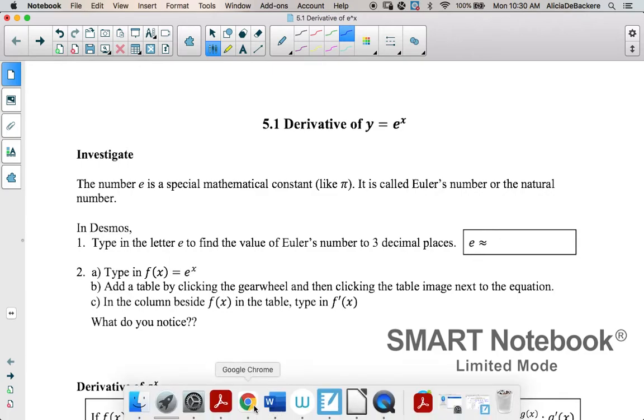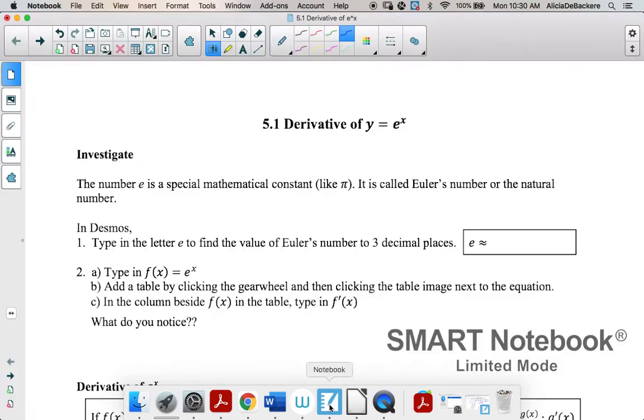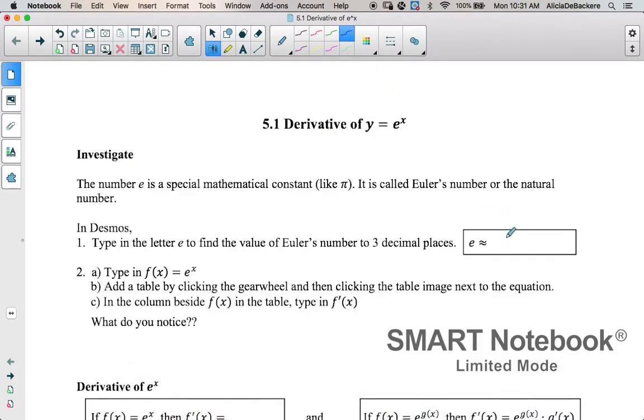All right, so hopefully you've gone through the investigation. I'm going to go over to Desmos just in case you didn't. When I type in the letter E, the numeric equivalent pops up here. Normally when we talk about the number E, we would just use 2.718, or 2.72 if you wanted to round even further. So heading back here, hopefully we've got that number filled in. E is about equal to 2.718.